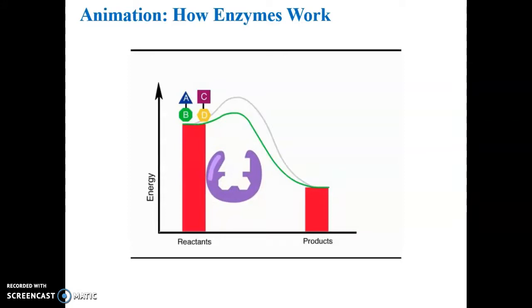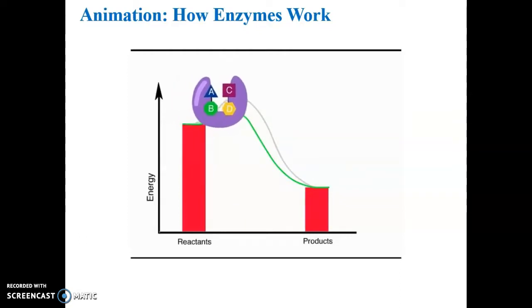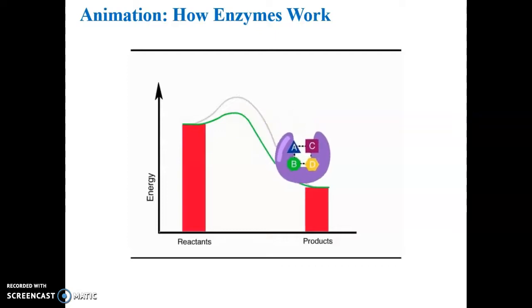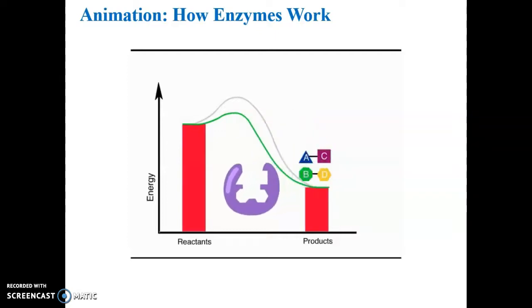Its three-dimensional shape allows it to act only on specific molecules, referred to as the enzyme substrates. As the substrates bind to the enzyme's active site, they are held in a position that facilitates the reaction. This takes less activation energy than the unaided reaction. Products form and are released. The enzyme emerges unchanged from the reaction.